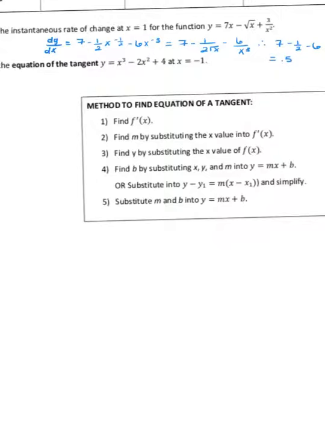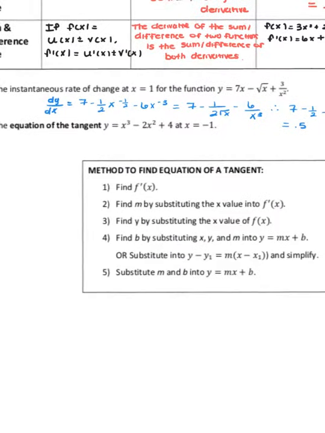So they say to find a tangent, you want to find the derivative, find m by substituting the x value into f prime x, find y. This will make more intuitive sense as we go. So let's take a look at what they're giving us as far as the equation is concerned. They say y equals x cubed minus 2x squared plus 4 at x equals -1. They want the equation of the tangent line. So to find the equation of the tangent, I need to find the derivative, because that's what the derivative helps me get, is the equation of the tangent. So I'm going to find that derivative.